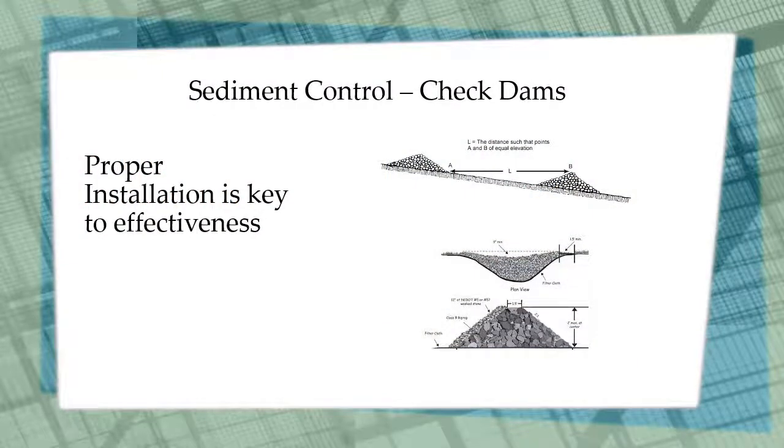Again, proper installation is key for the effectiveness of check dams. The elevation of the toe of the upstream check dams needs to match the elevation of the top of the downstream check dam. Also, the center of the check dam needs to be lower than the sides. Otherwise, water will quickly find a path along the sides and erode them.